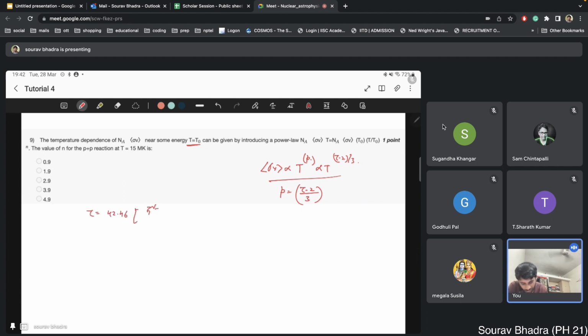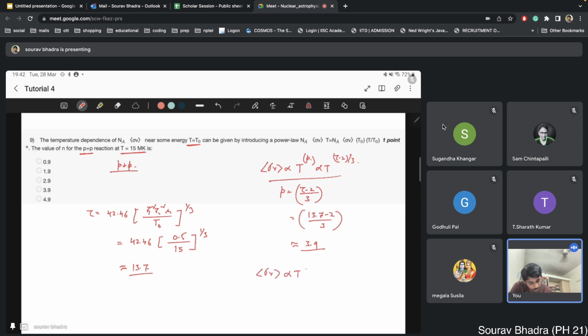42.46 Z1 squared Z2 squared mu by T6, to the power 1 by 3. It is the proton reaction, not the previous deuterium proton reaction. So Z1 Z2 will be 1, no problem, but mu will be 0.5 and T6 is given as 15 million Kelvin, sorry, 1.3, and it will be roughly 13.7. So you got the tau. Now your tau minus 2 by 3 is actually 3.9. So you can see, you have calculated the tau, and from there you can tell how your reaction rate is varying with the temperature. It is varying as T to the power 3.9, roughly 4.